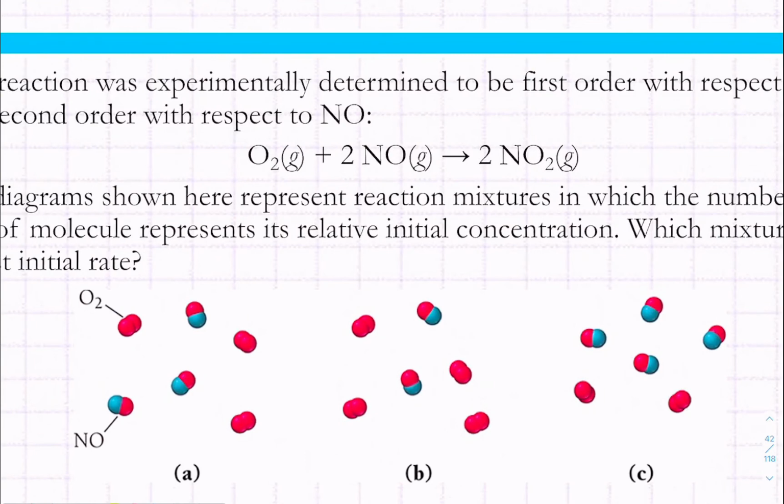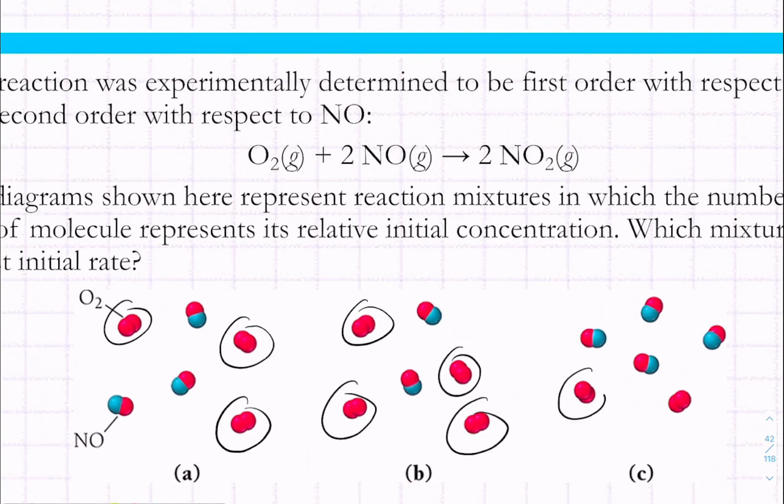How easy is that to see? Not super easy. I'm going to circle all the oxygens. Would it be C? Why is it C?